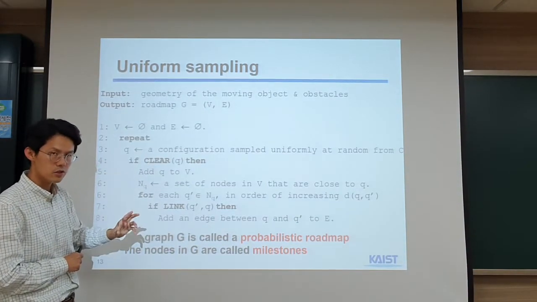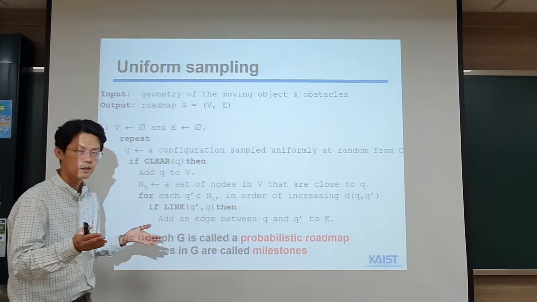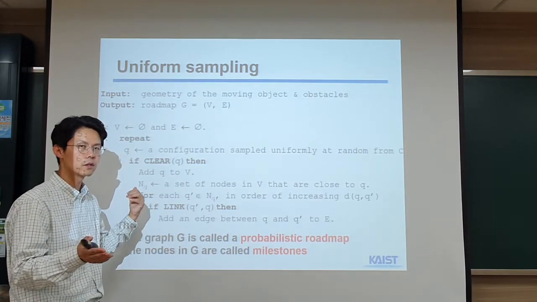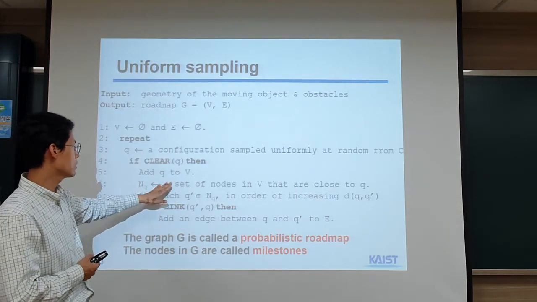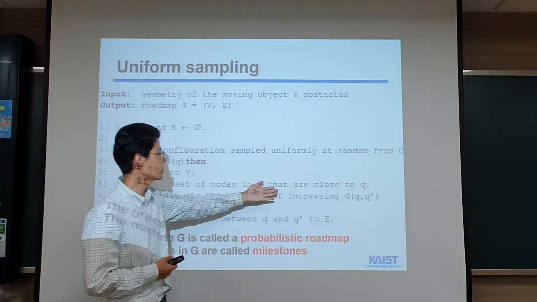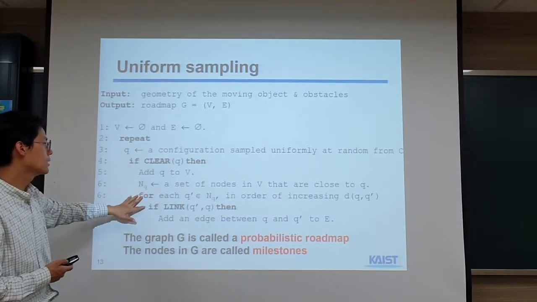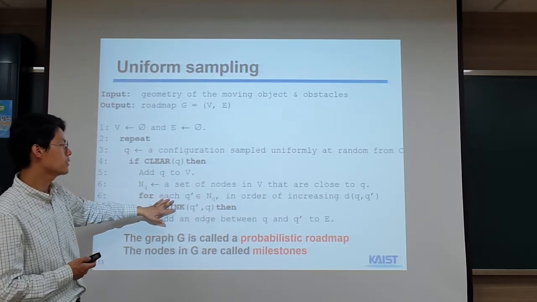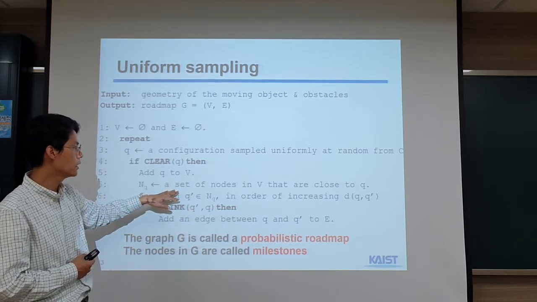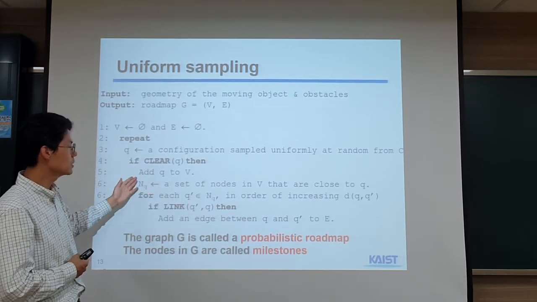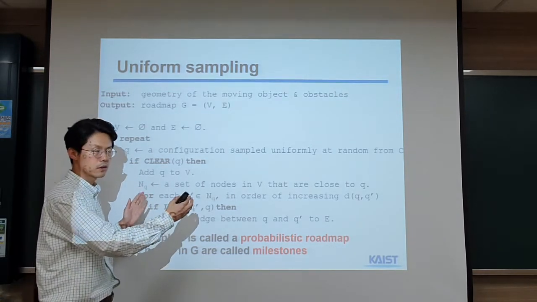Then we identify nearby nodes by calling the nearest neighbor search, which is based on the distance computation technique that I talked about. So we can compute a set of nodes in V that are close to the given configuration Q, and then we consider each nearby node in this set and check whether there is a collision-free path.